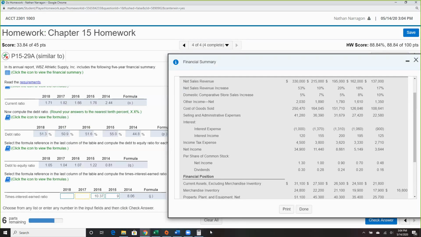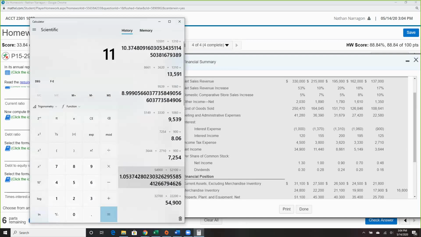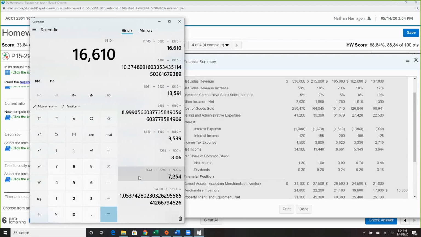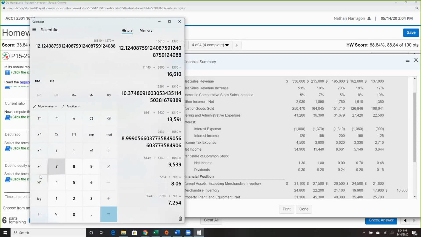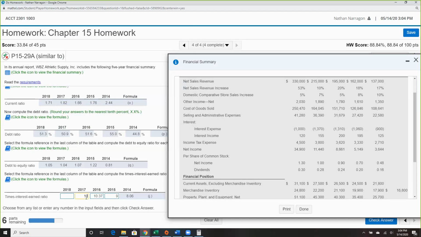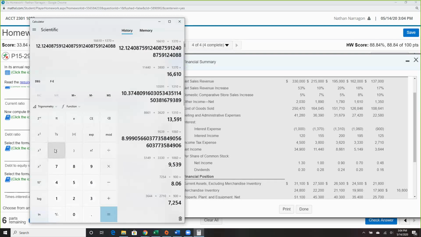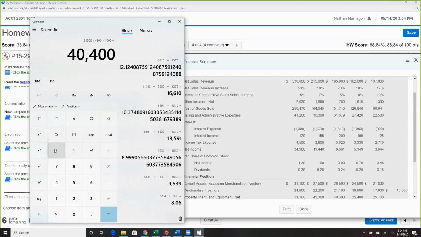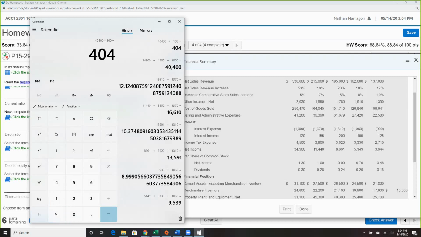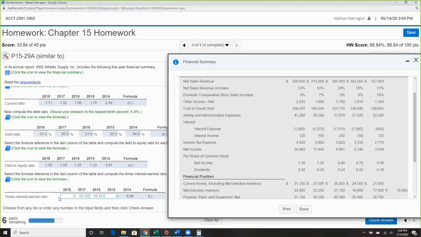Okay, 17. Once you start getting these formulas down with this problem, I just repeat each year, so it's good practice. So 12.12, and then last is 18. Oops, that'd be 40.4.